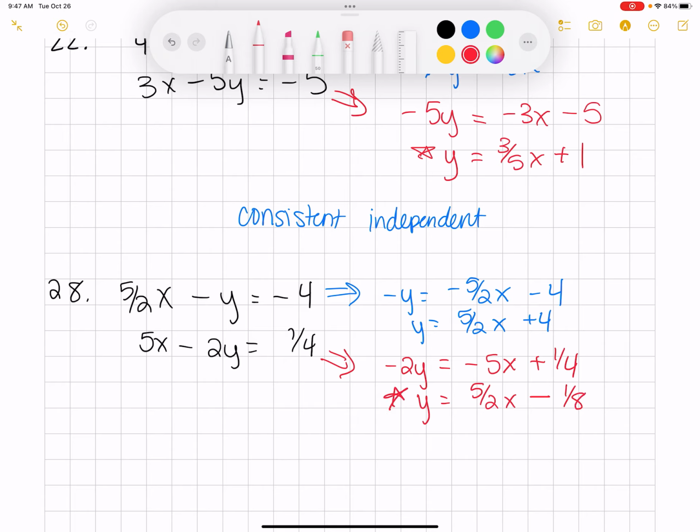So one equation, two equations. So what do we notice about these ones? Parallel, so that would make them inconsistent. Okay, so there's no solution, so it is inconsistent.